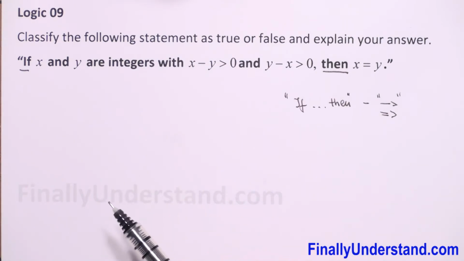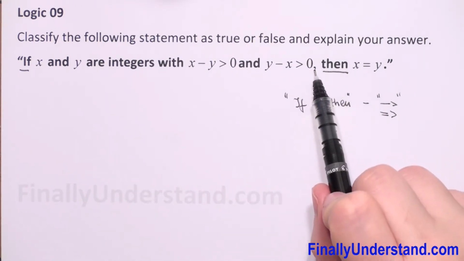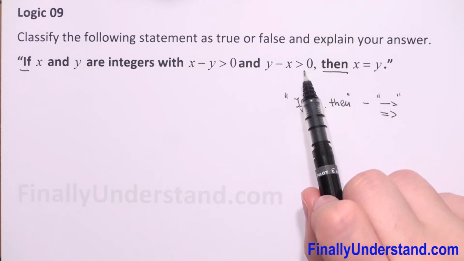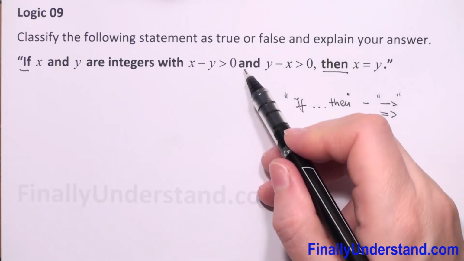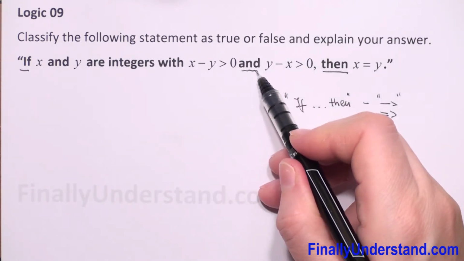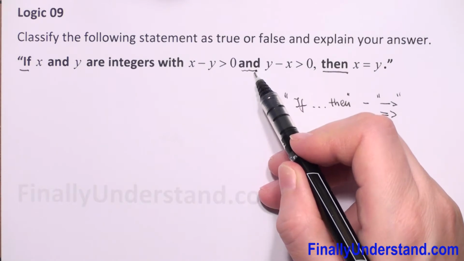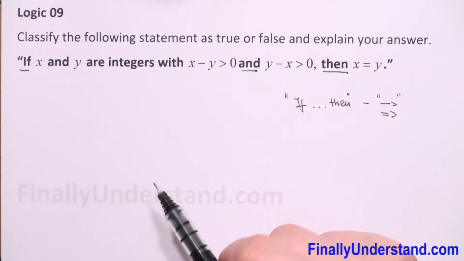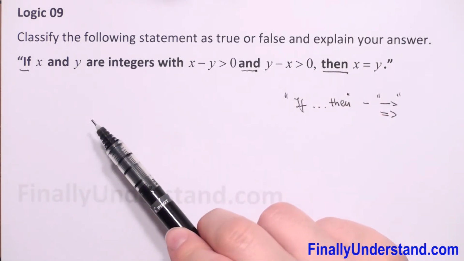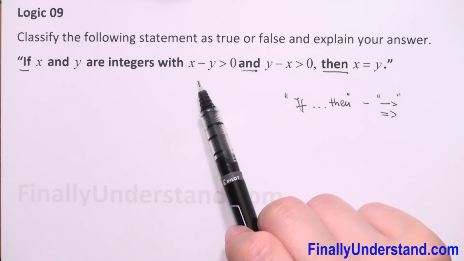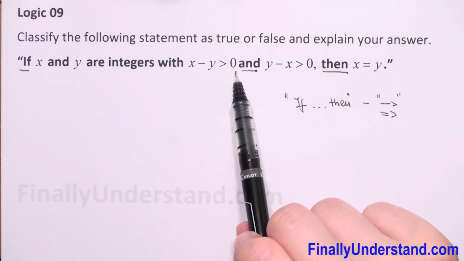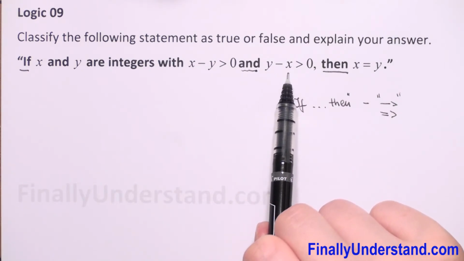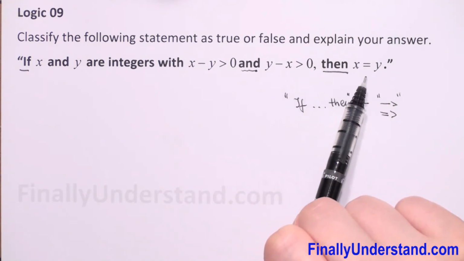And next, we have a comma. It means we have to keep the statements on the left side together and on the right side together. Next, we have the word "and", and it means that we have a conjunction on the left side. If x and y are integers with x minus y greater than 0 and y minus x greater than 0, then x equals y.